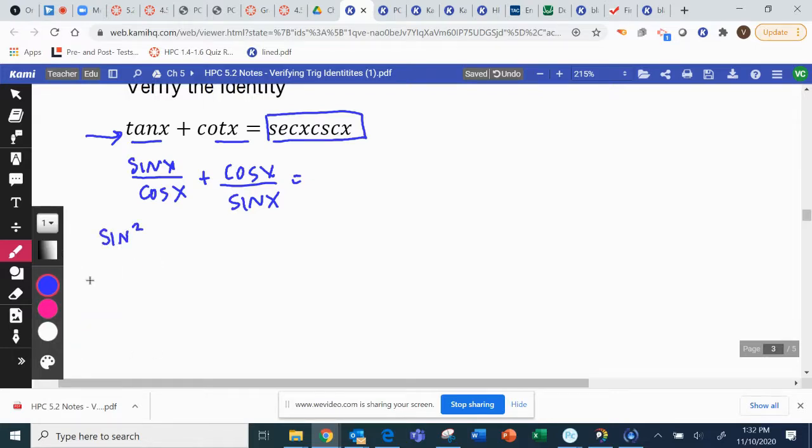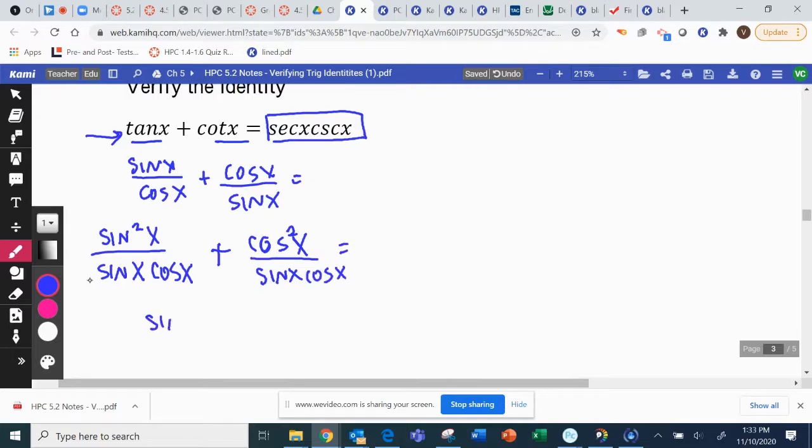So I'm going to have sine squared x over sine x cosine x. Do you see how I didn't write the step where I was actually writing what I multiplied by? That would be okay. Then I get cosine squared x over sine x cosine x. And when I have a common denominator, I can just add my numerators. Sine squared x plus cosine squared x over sine x cosine x.